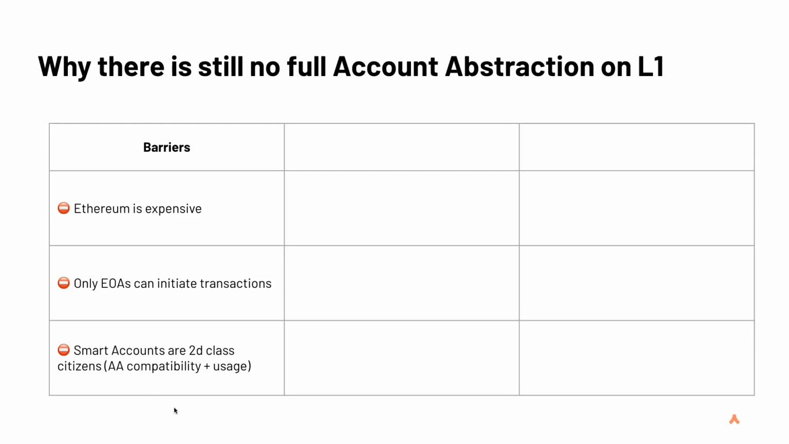Now, some very smart people have found quite a few solutions to this. The first one is, of course, to tackle the issue that Ethereum is expensive, simply by going to layer 2s and using layer 2s. That's more scalable. You all know that it's much cheaper.